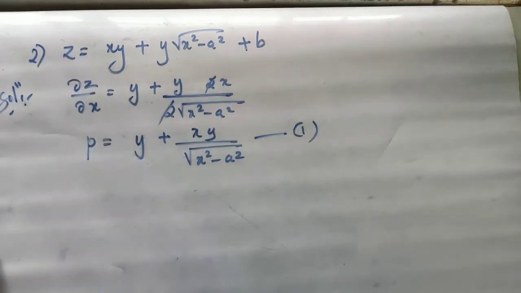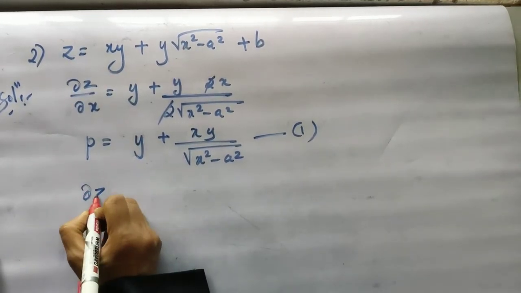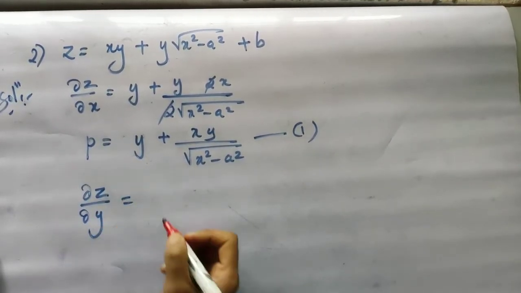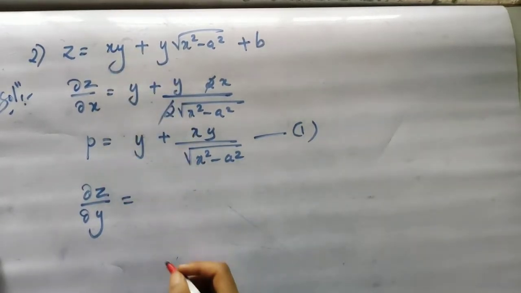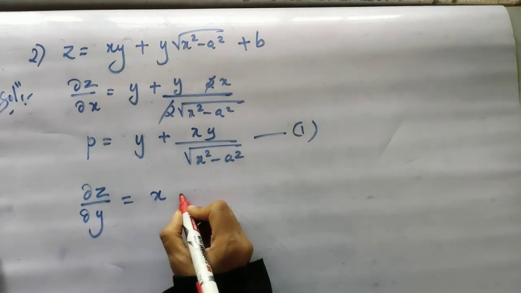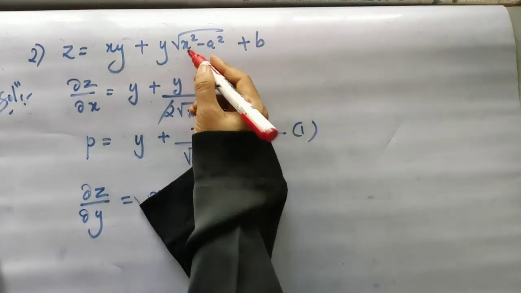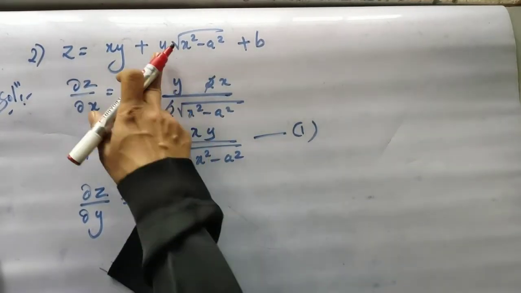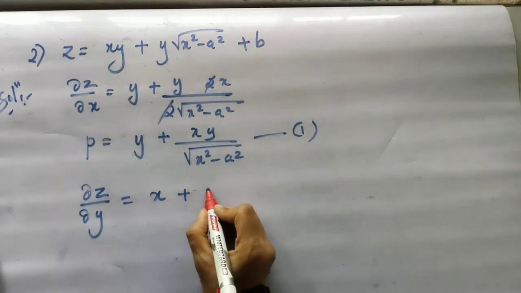Similarly, differentiating this with respect to y now. So it will be partially dou z by dou y. Let's find dou z by dou y. Now since we are differentiating with respect to y partially, x will be treated constant. So x as it is plus. Now derivative of this with respect to y partially, there is a y. So derivative of y with respect to y will be 1.